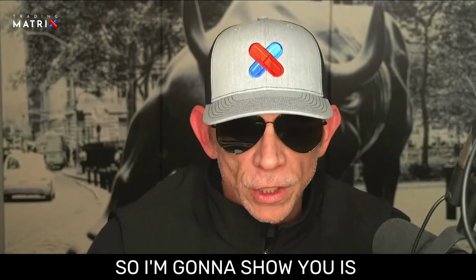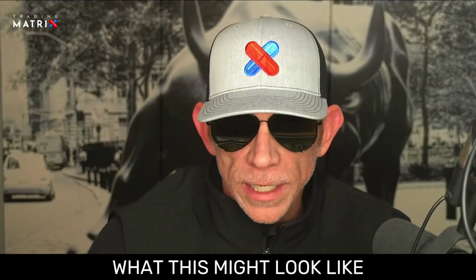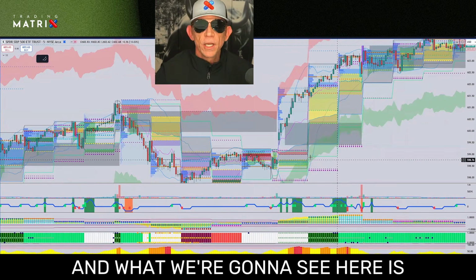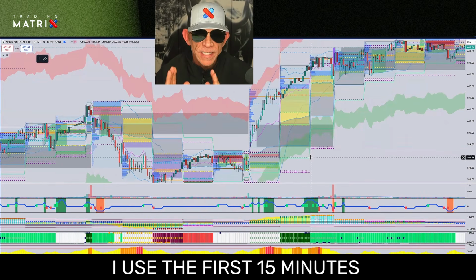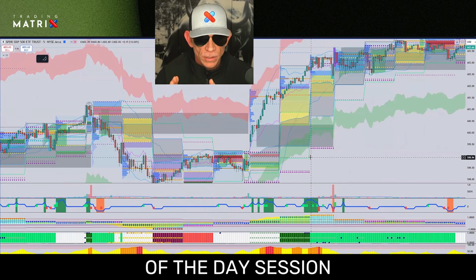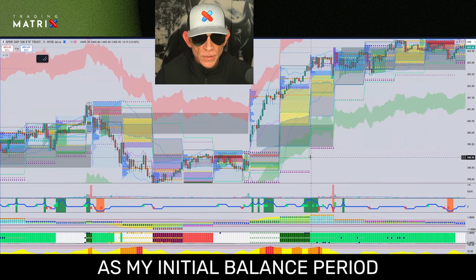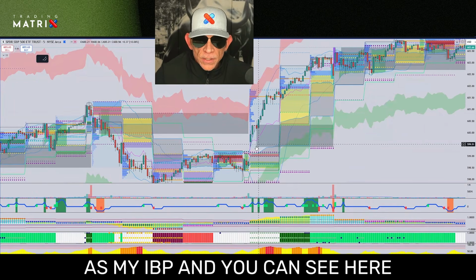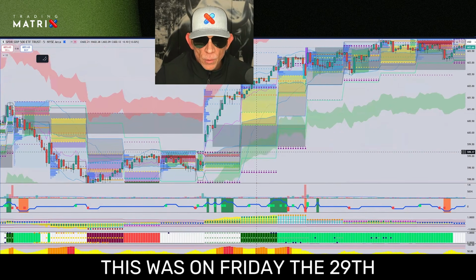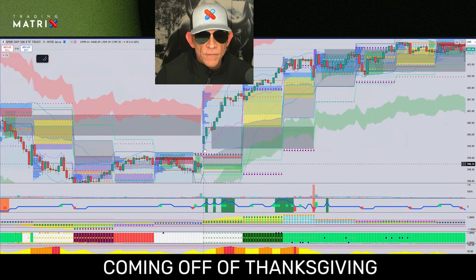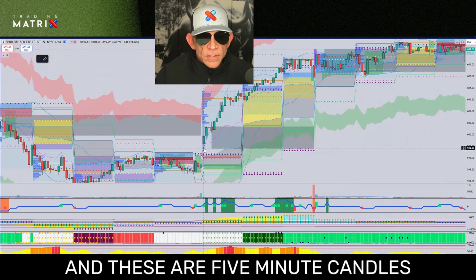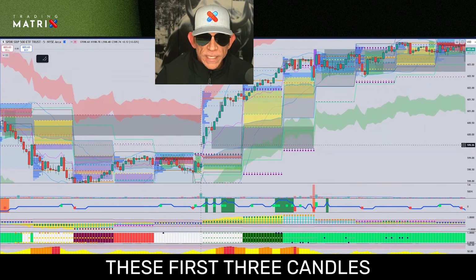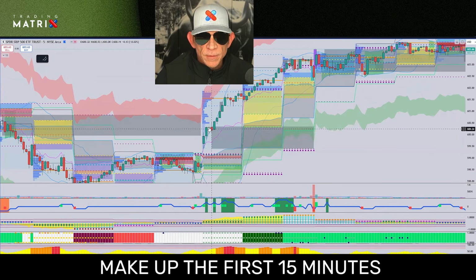So I'm going to show you what this might look like. This is in SPY. And what we're going to see here is that I use the first 15 minutes of the day session as my initial balance period, my IBP. You can see here, this was on Friday the 29th. The market gapped coming off of Thanksgiving. And these are 5-minute candles, so these first 3 candles make up the first 15 minutes.